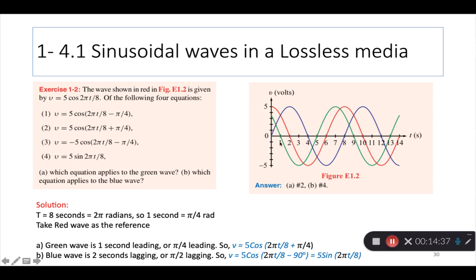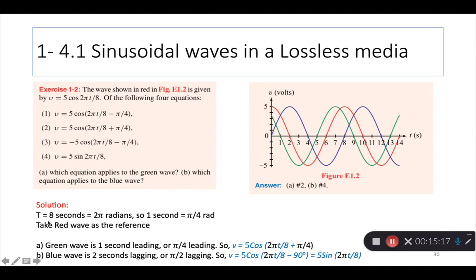This one I'll just solve quickly. It's a pretty easy one, so no big deal. What is being asked is: the red wave is the reference wave, and it's given by phi cos 2 pi t by 8. It's a little confusing how he writes it, but it's actually 2 pi by 8 times t. So that's the red wave. Then he's given 4 equations and he asks, which of these equations applies to the green wave and which applies to the blue wave? So how do you solve something like this?